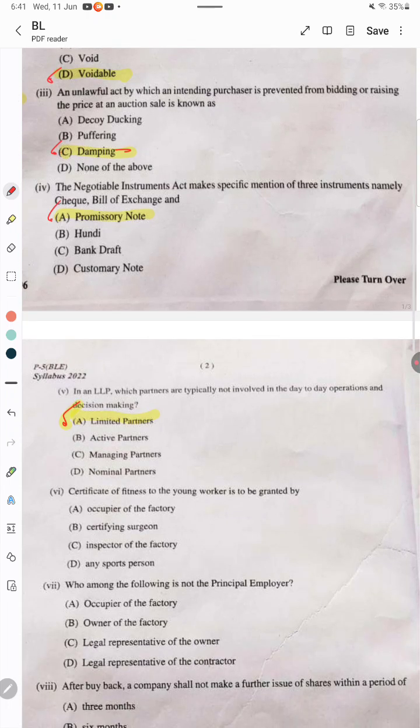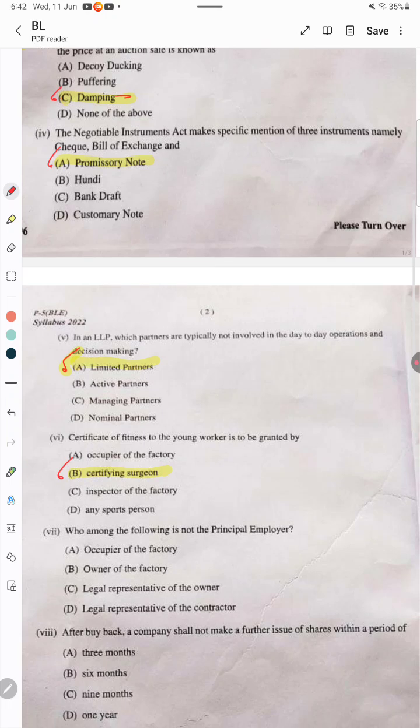And then: the certificate of fitness to the young worker is to be granted by. Actually, the certificate is to be issued not by the occupier, not by the inspector of the factory, not by any sports person. Actually, it has to be granted by the certifying surgeon. So, that is the correct answer. B is the correct answer. Please make note of it. Certifying surgeon is the correct answer.